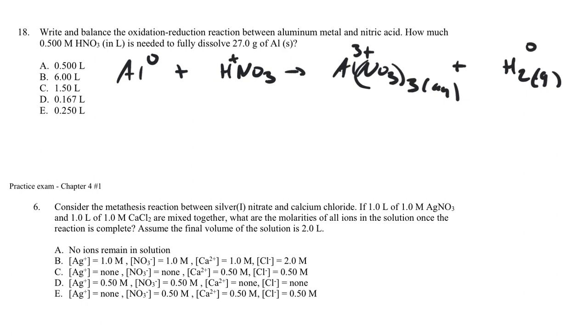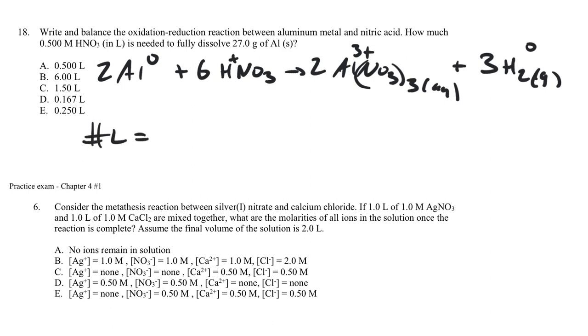To balance this, we're going to do a 2 here, a 2 here, a 6 here, and a 3 here. And so let's imagine also that we give you the reaction, so we'd probably be likely to give the reaction if we want to ask this problem on a test. But then how much HNO3 in liters is needed to fully dissolve 27 grams of aluminum?